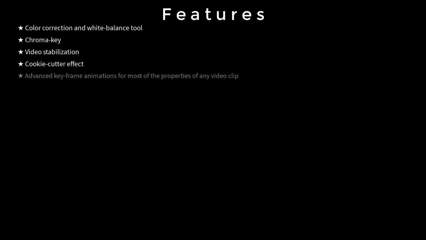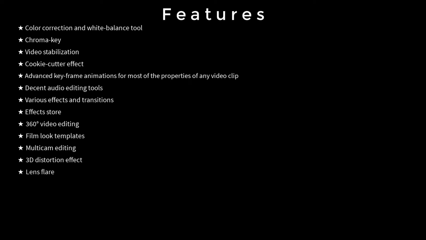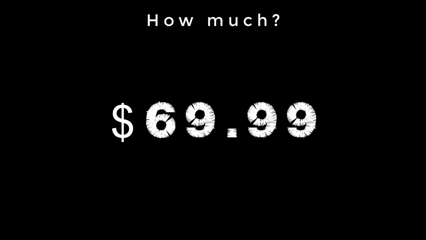Here are the main features of this video editor: color correction and white balance tool, chroma key, video stabilization, cookie cutter effect, advanced keyframe animations for most of the properties of any video clip, decent audio editing tools, various effects and transitions, effect store, 360-degree video editing, film look templates, multicam editing, 3D distortion effect, lens flare, 200 tracks per project, fast rendering engine. Given the overwhelming set of features, Movie Edit Pro remains one of the cheapest video editors. You can get it for just $69.99, which is way below the $100 limit you're looking for.